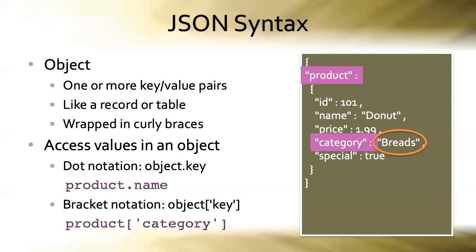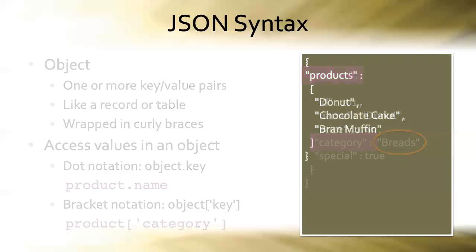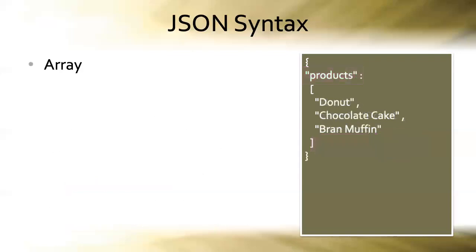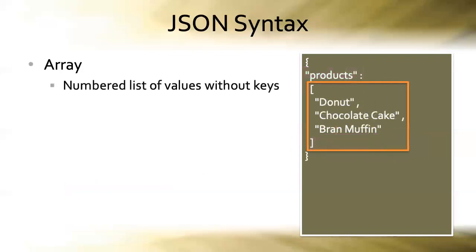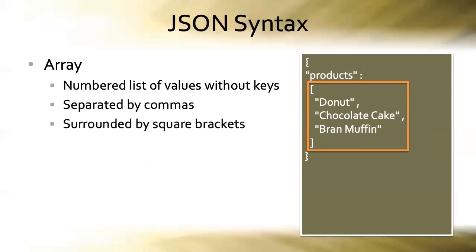So JSON objects are groups of data made up of key value pairs. Sometimes we don't need to give a name, a key, to values, though. We just need them listed. For that, we use arrays. An array is a numbered list of values without keys. Items are separated by commas, and the array is surrounded by square brackets.